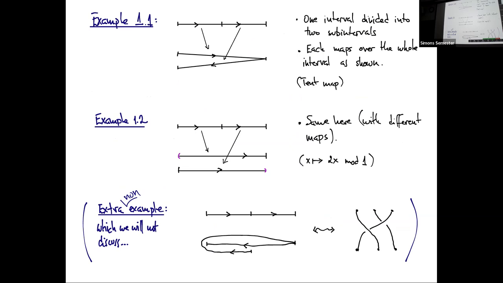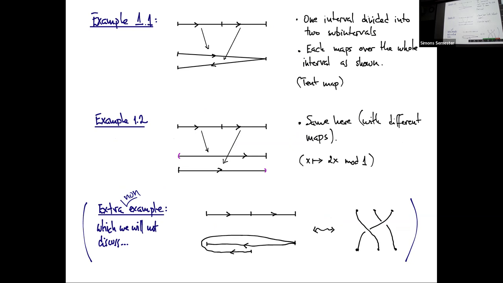So here is an example. There is one interval subdivided into two halves, and the two halves map completely over the entire interval, in an orientation preserving and orientation reversing way. And this is the famous good old tent map, okay?